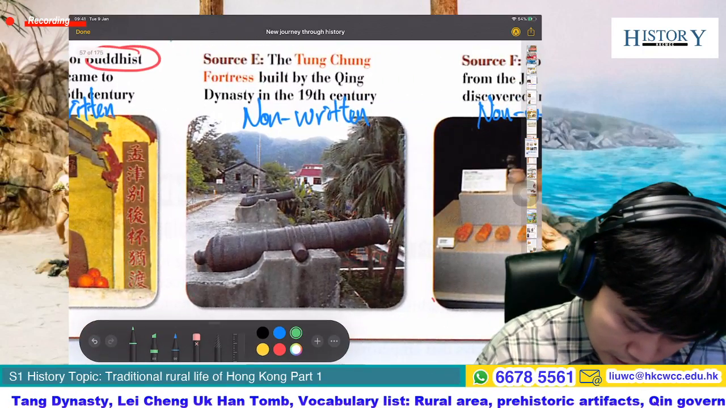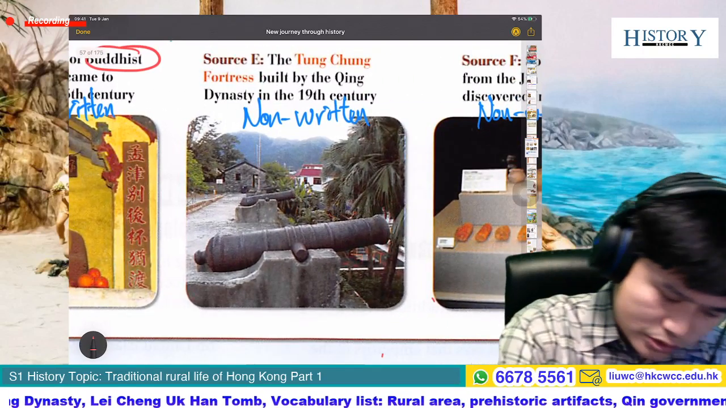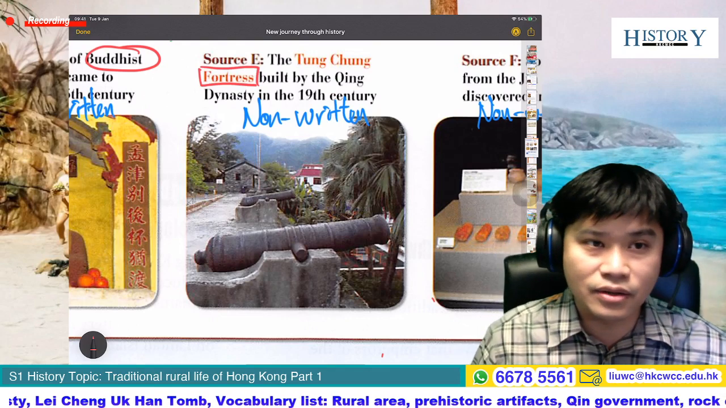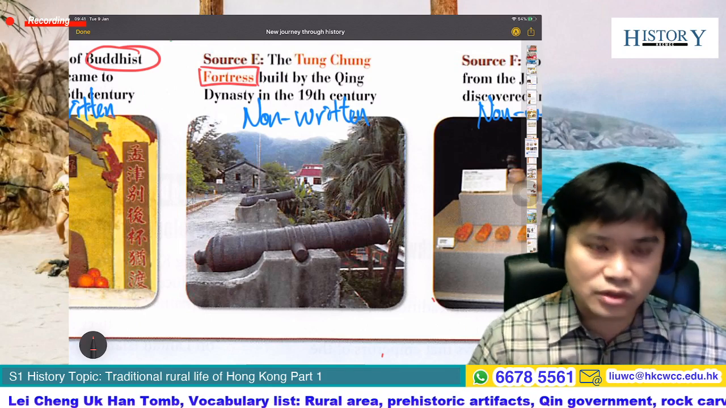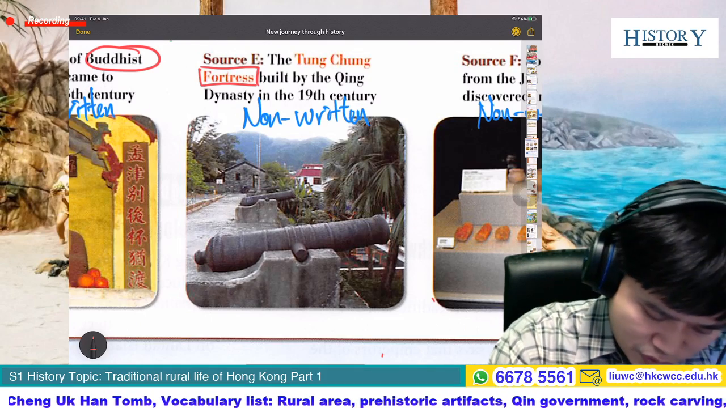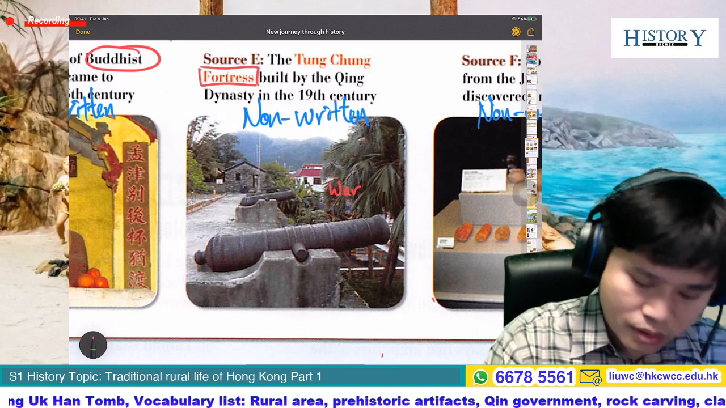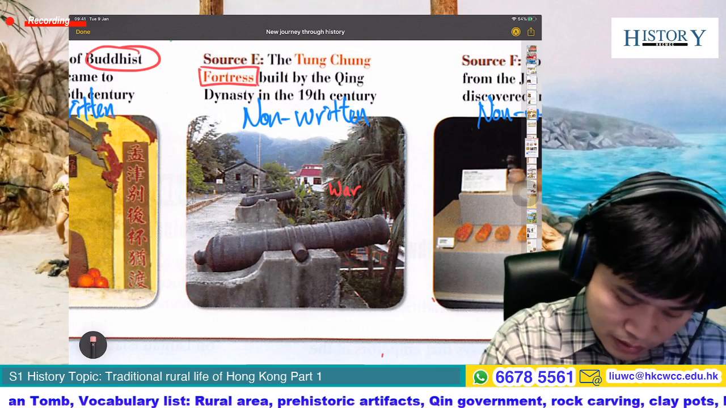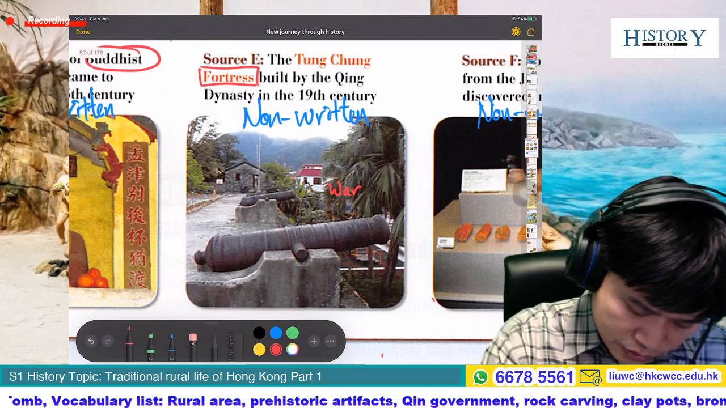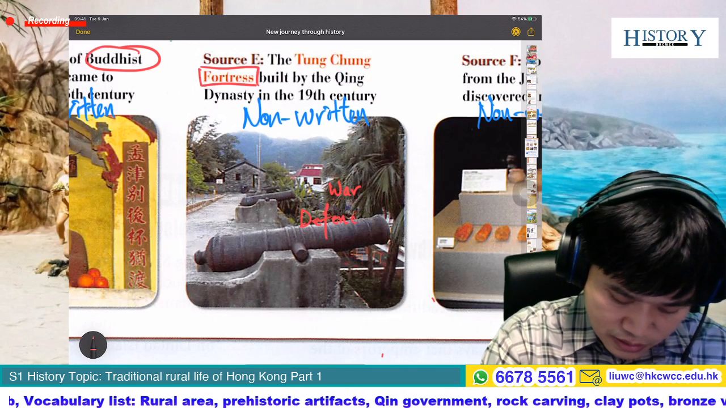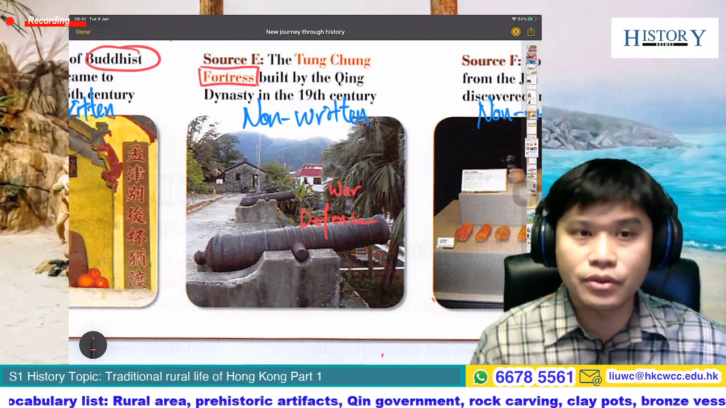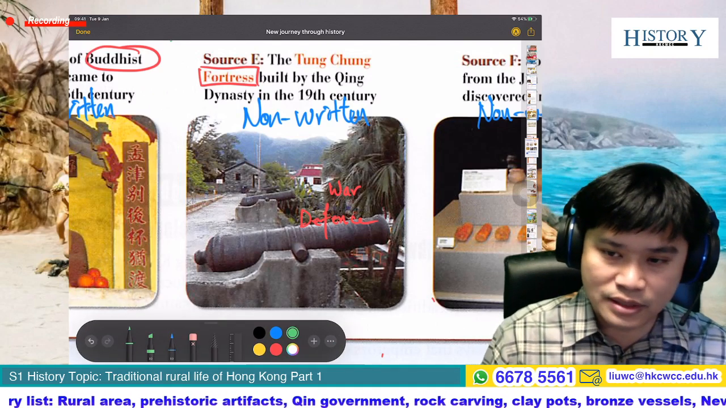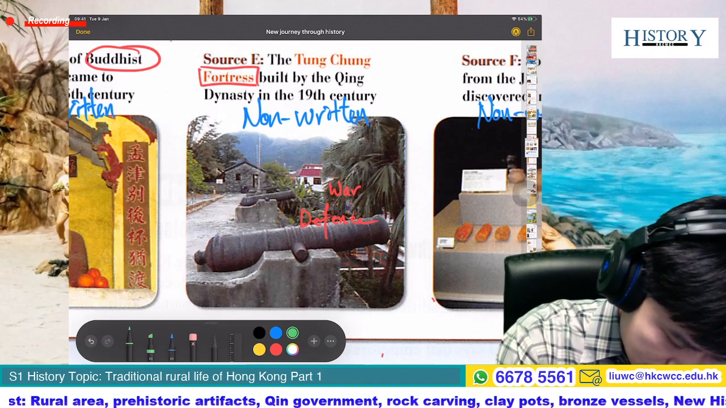Then source E. You can see that that is a fortress, built by the Qing Dynasty. So what would be the use of the fortress? Of course, that would be for war. Or, I don't really like the word war, I prefer defense. National defense. So what should be the aspect? We may say that is the military.